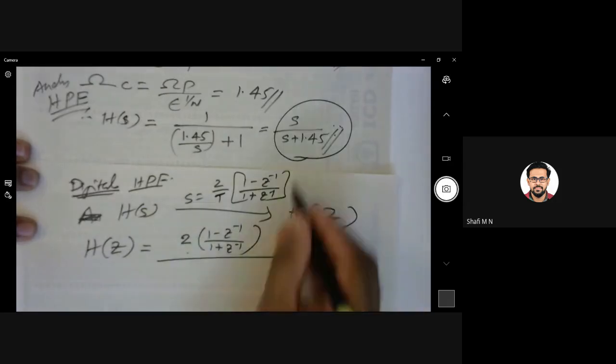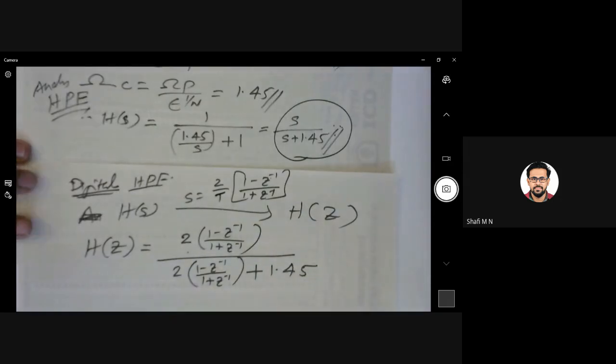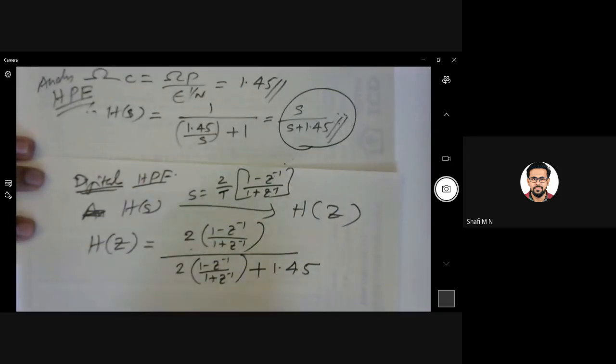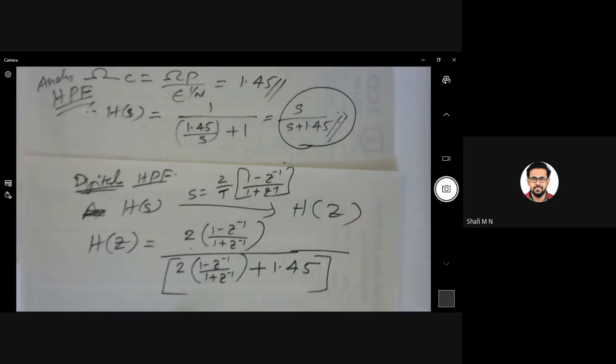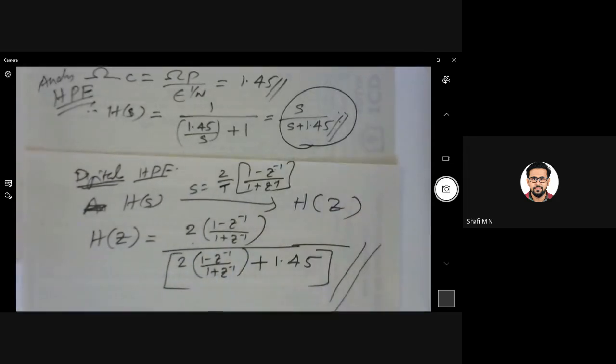So s divided by s plus something. So s is again 2 into 1 minus z raised to minus 1 by 1 plus z raised to minus 1, plus 1.45. Okay, you can rearrange it and that will be your final answer. Clear? This comes like this. So this is your h of z. So that's the completion of the design.